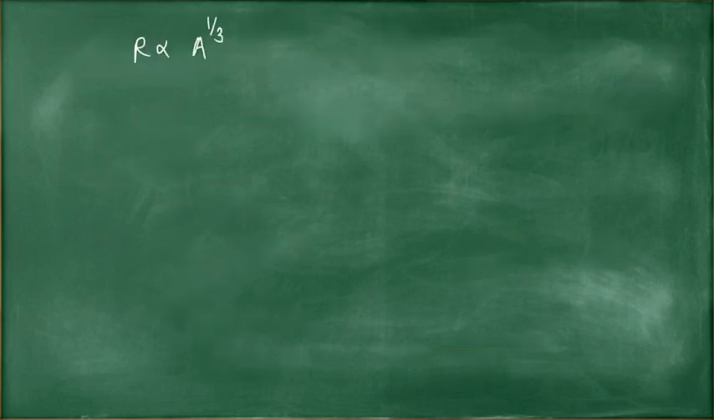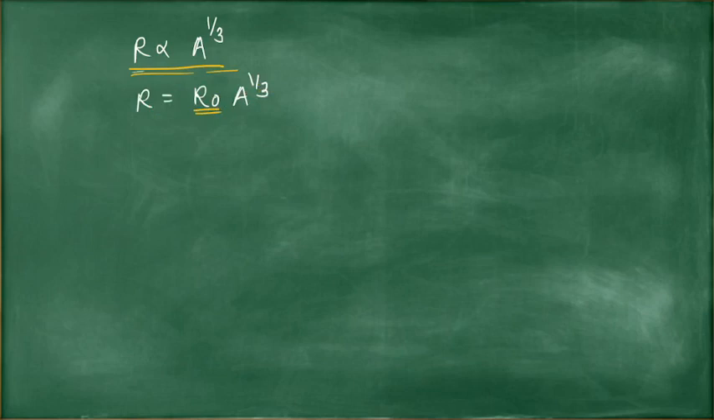So this is the most important formula, the most important relation. Radius of nucleus is directly proportional to cube root of mass number, or A raised to 1 by 3. In the mathematical form you can write this, taking the proportionality constant, R equal to R0 A raised to 1 by 3.